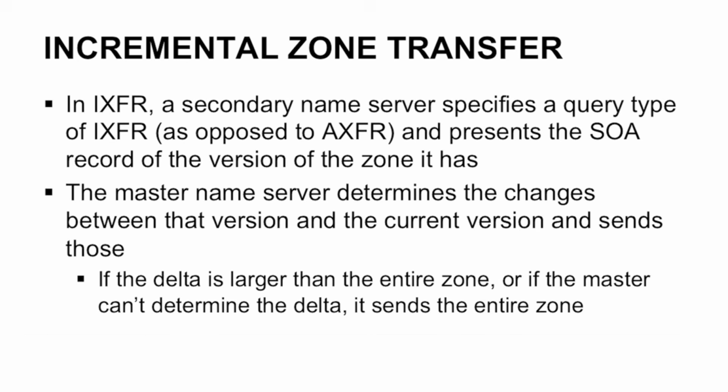In IXFR, a secondary name server sends a query type of IXFR instead of AXFR for the domain name of the zone, and it includes the SOA record it holds for the zone in the query. The master name server then determines what changed between that version of the zone and the current one, what was added and what was deleted. If those changes are larger than the zone, or if it can't determine the changes, it just sends the entire zone. Otherwise, it sends only those changes, a delta.